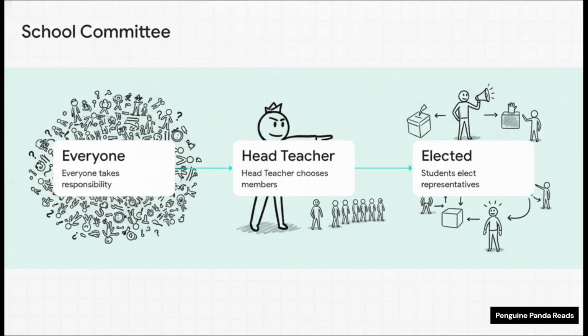Well, you really have three options here. Option 1, every single student in the school takes responsibility. That's pure chaos, right? Option 2, the head teacher just dictates who's on the committee. That's authoritarian and pretty exclusionary. Which leaves us with option 3, the democratic path, electing trusted representatives to advocate for specific needs.